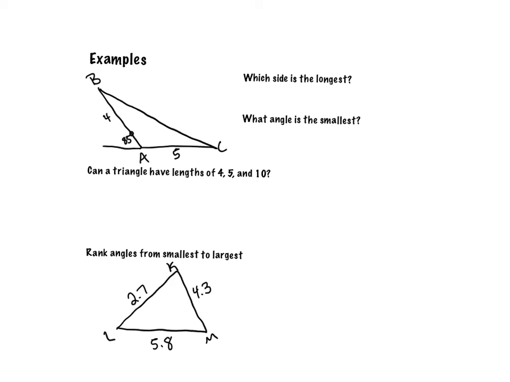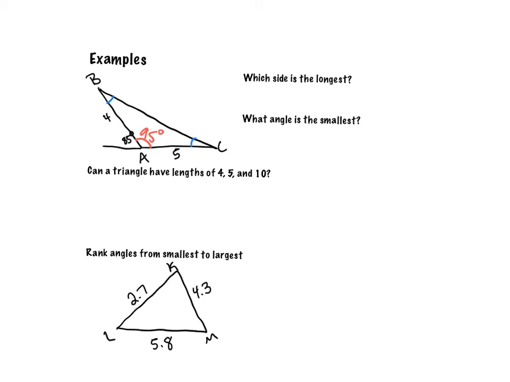A couple examples. If I look at this triangle ABC, it wants to know which side is the longest. They give me BA is 4 and AC is 5, and they give me that the exterior angle is 85. I need to know some more angle measures before I can decide what side is the longest. Can I figure out what that angle is? How? Subtract it from 180. I know the 85 is going to be supplementary, so if I subtract that from 180, I get 95.